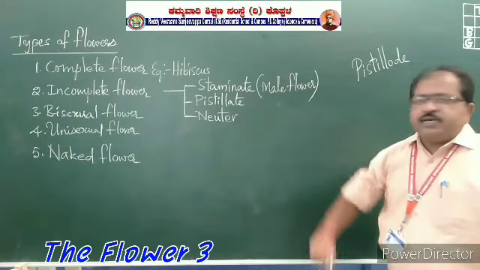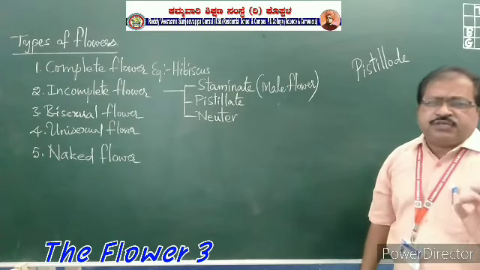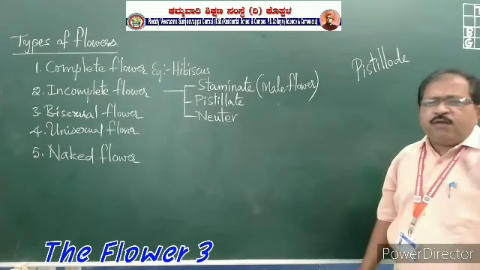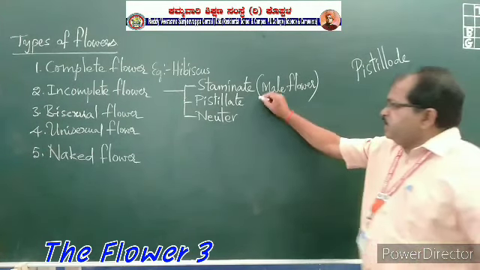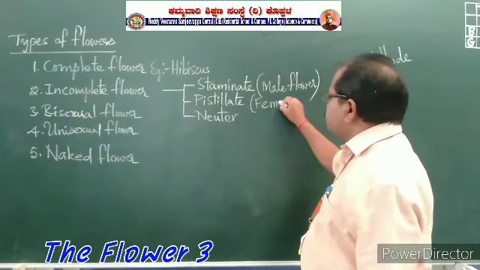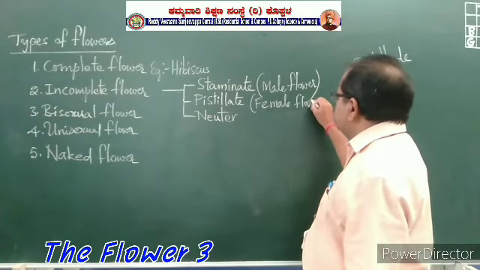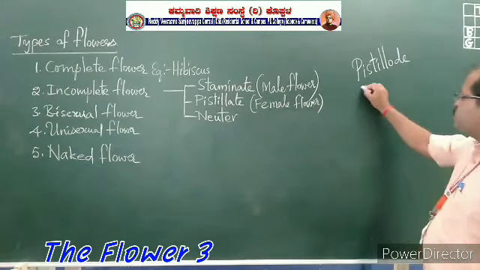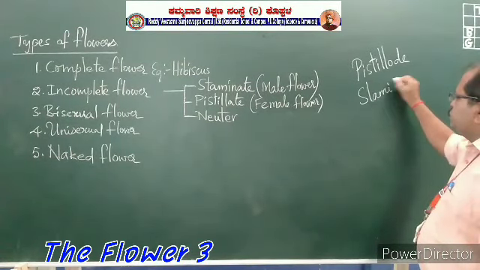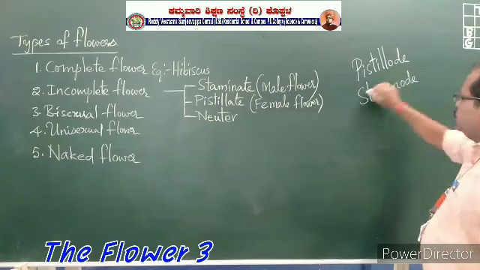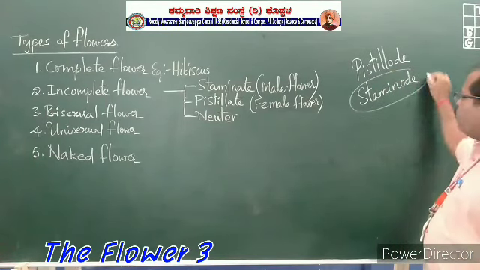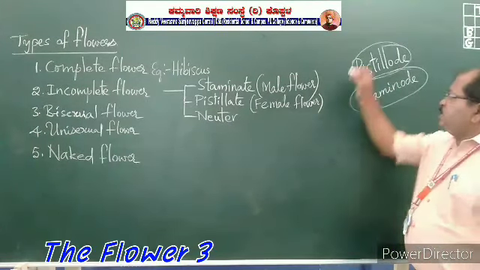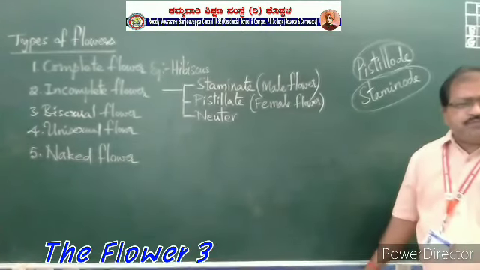And come to the next one, pistillate flower. The flowers in which stamens are absent or non-functional are called pistillate flowers, and these are also said to be female flowers. The non-functional stamen is called a staminode. The non-functional pistil is called a pistilode. Okay. And next one, neuter flower.